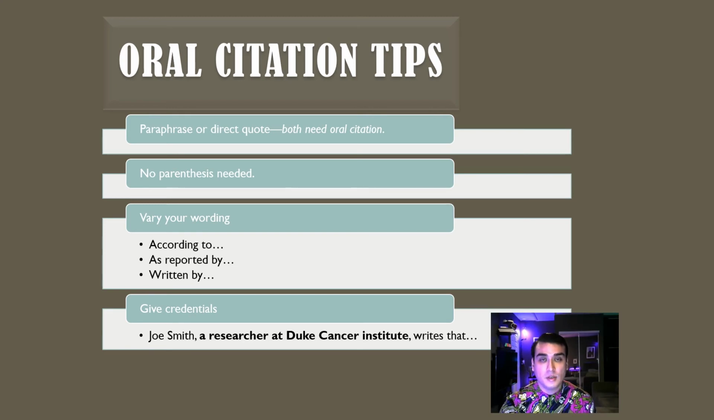And the last tip I can give you is, if you can, give the credentials to your source. By credentials we mean, what authority or expertise does your source have? When you're giving an oral citation, this is a good opportunity to show that your support has a lot of credibility to it. So instead of saying, "as Joe Smith writes," you can say something like, "as Joe Smith, a researcher at Duke Cancer Institute, writes," and here is your chance to show your audience that your support has a lot of authority and expertise behind it. So in general, those are the 4 tips I can give you to make your oral citation as strong as possible.